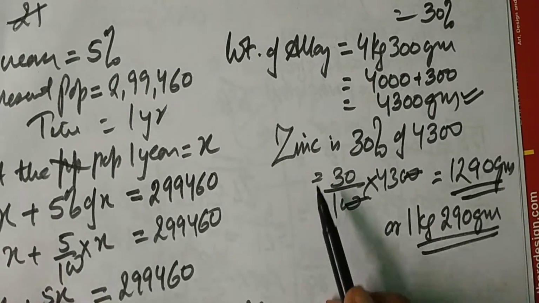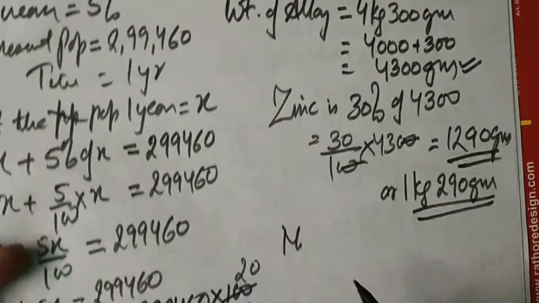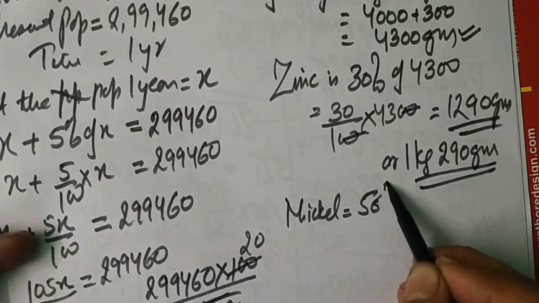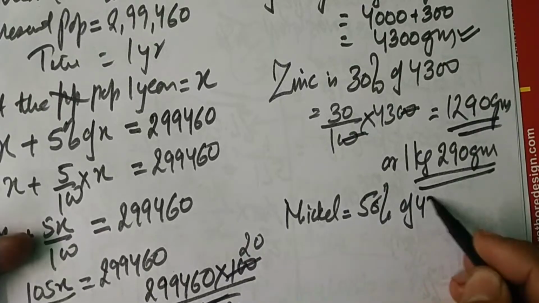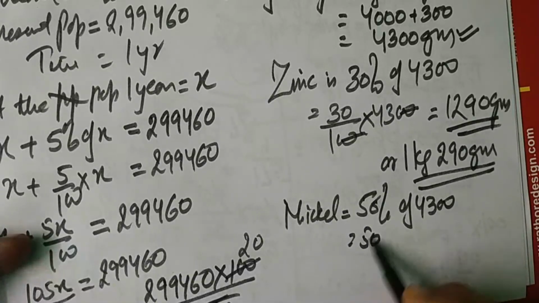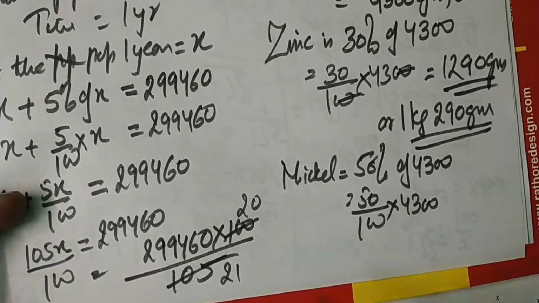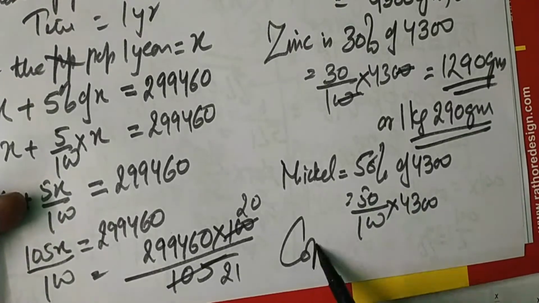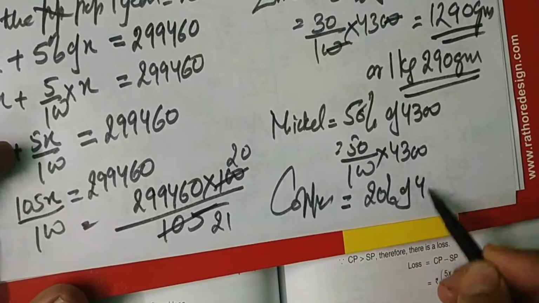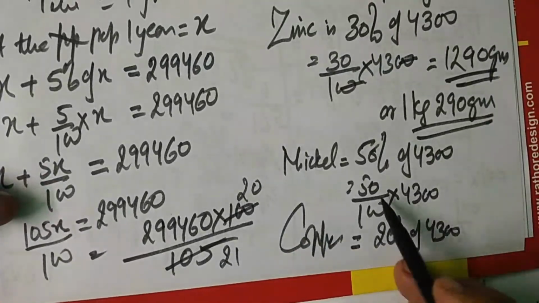Now, we have found the weight of zinc. The question is only for zinc, but can you find nickel also? How much is the nickel in it? Nickel is 50%. So you will do 50% of 4300. If you have to find copper, copper is 20% of 4300. So this can give you more answers.